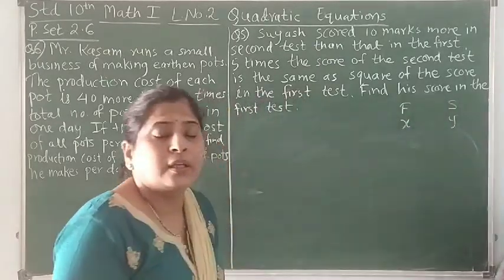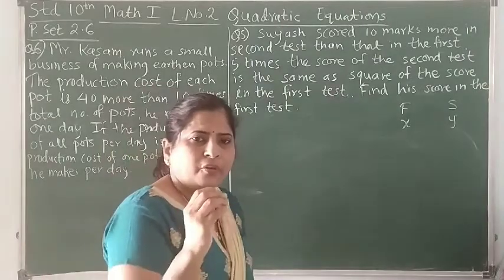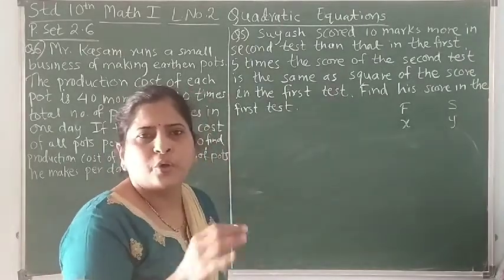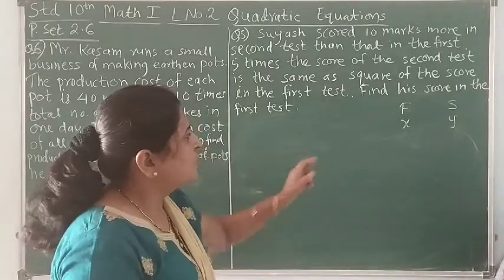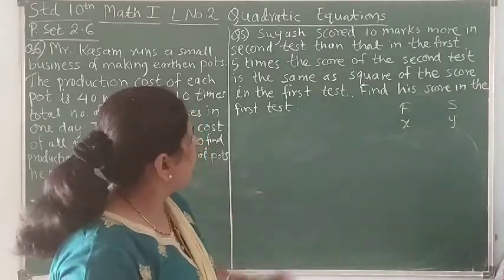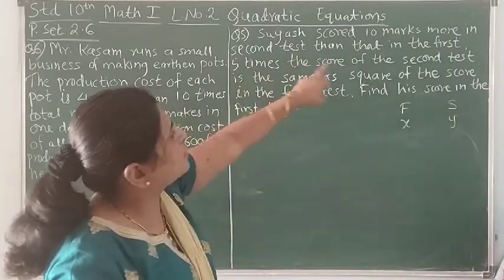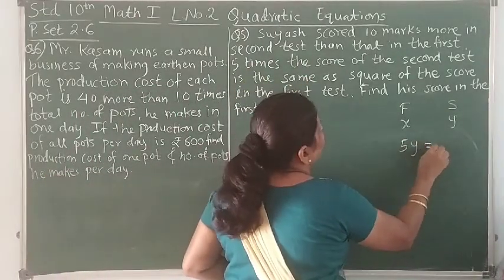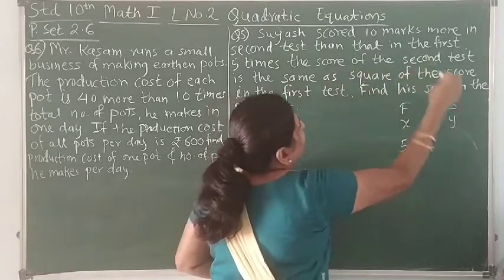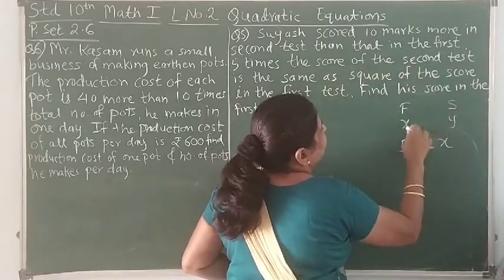We don't know which lesson this question is from. In the exam it is not going to come that this is from the first lesson or from the second lesson. So if we have taken x and y, what is given here? 5 times the score of the second test, that is 5 times y, is the same as the square of the score of the first test.